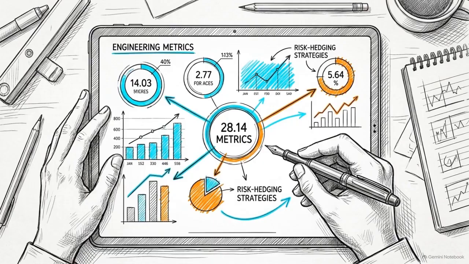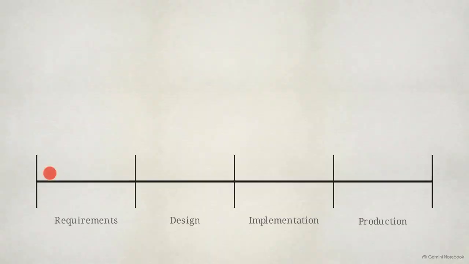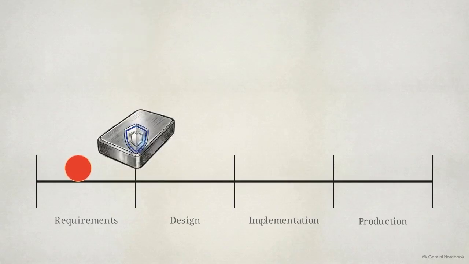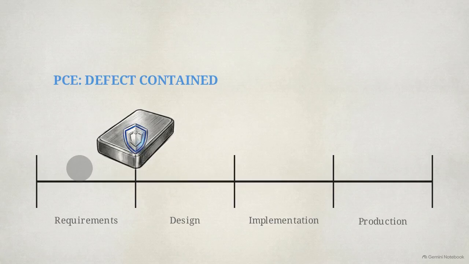To verify that this risk hedging strategy is actually working, quality assurance architects track specific operational metrics. The first is phase containment effectiveness, or PCE. This metric measures the exact percentage of defects that are successfully trapped and resolved within the specific phase they were introduced, before they can roll forward into the next stage of development.